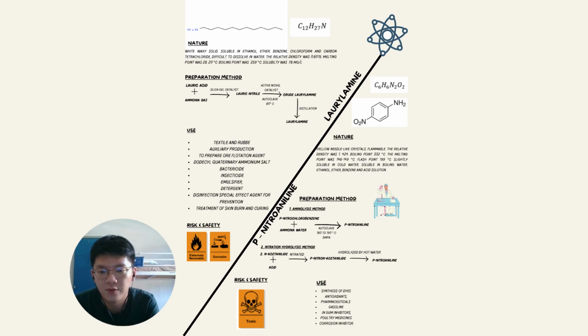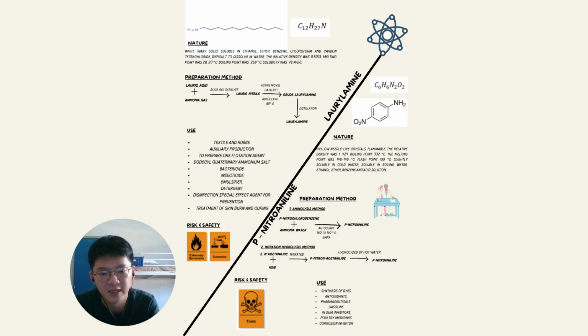The lauric nitrile is transferred into the autoclave, heated to 80 degrees Celsius, and stirred in the presence of an active nickel catalyst, rapidly hydrogenated and reduced to obtain the crude lauric amine. This is cooled and subjected to distillation under reduced pressure to obtain the finished product after drying.